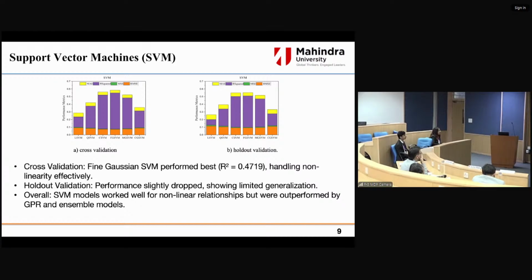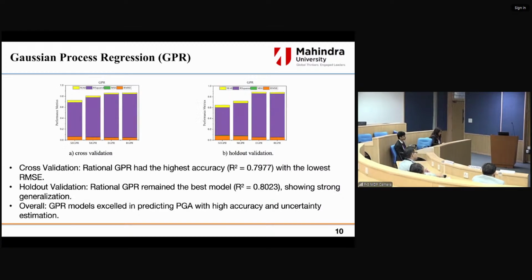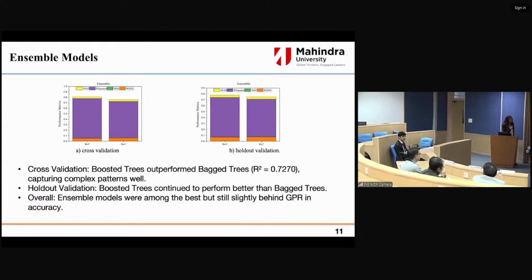Among all the models tested, Gaussian process regression gave the most accurate results. Let's see why. Gaussian process regression, particularly the rational GPR model, achieved the highest accuracy in both the cross-validation and hold-out validation. It not only predicted PGA effectively but also provided valuable uncertainty estimation. Another strong competitor was ensemble models, which we discuss next.